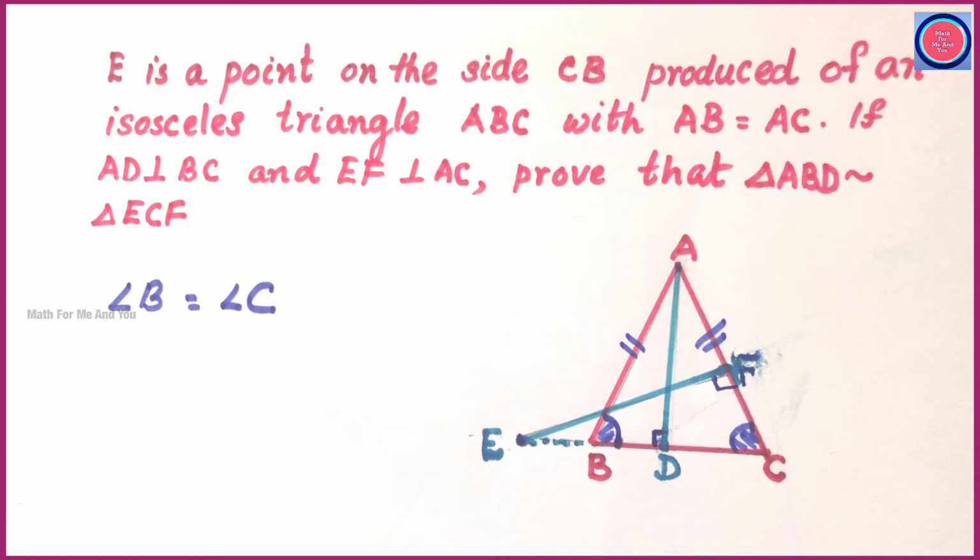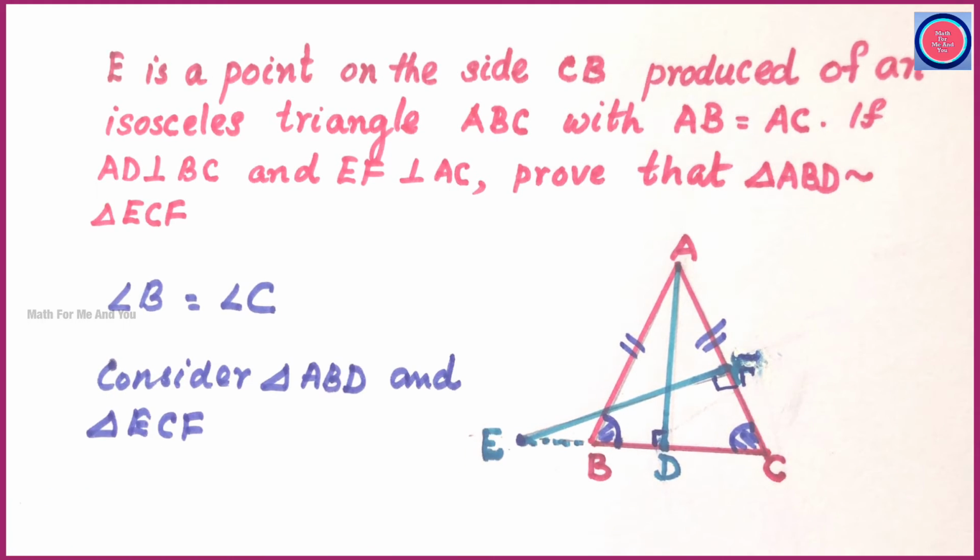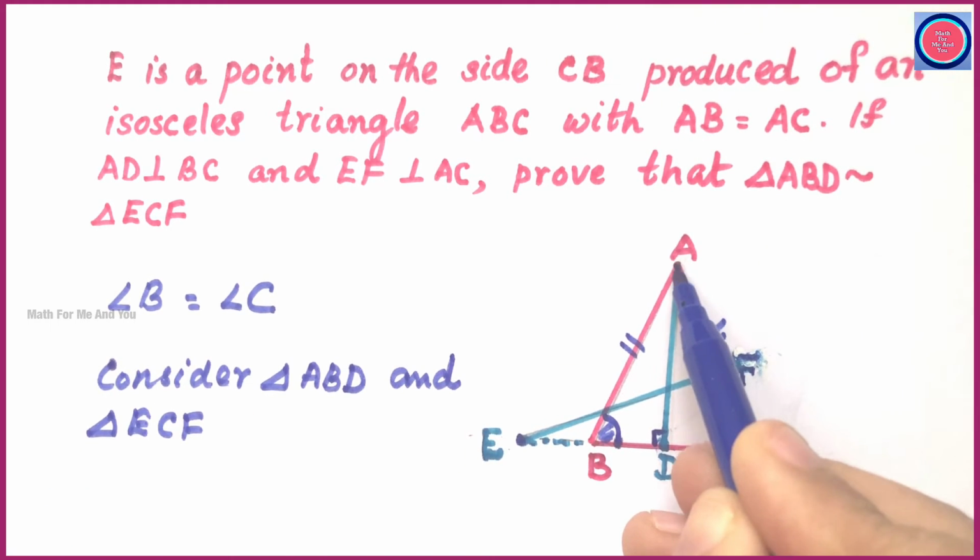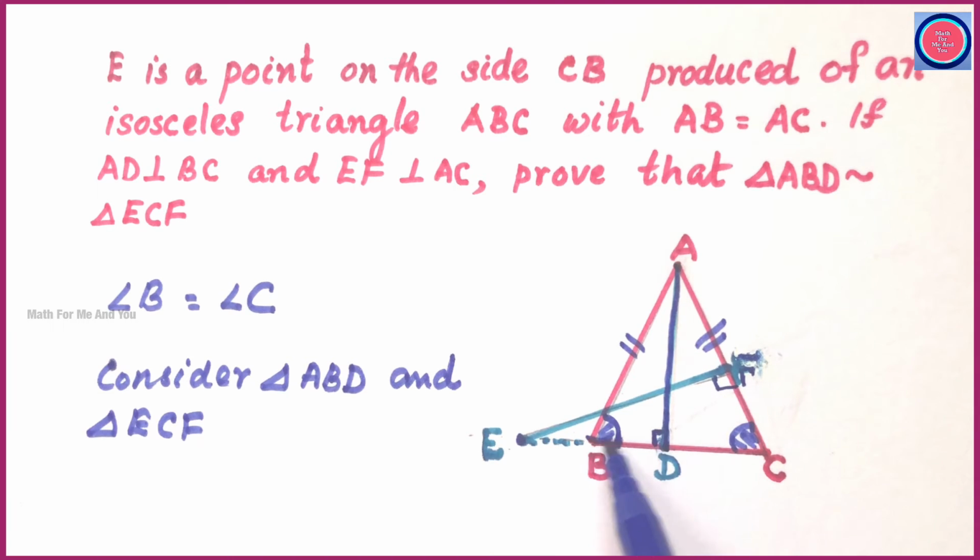Let's write the sentence as: consider triangle ABD and triangle ECF. To prove the similarity, we have to consider these two triangles. Now you can see the triangle ABD. AD is the perpendicular. Since AD is the perpendicular, what about the angle at D? It's a right angle, and the triangle is a right angle triangle. So we can write angle ADB is equal to 90 degrees.